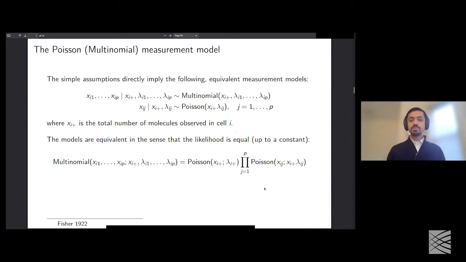All right, so what are the consequences of this measurement model on the kinds of terminology problems that I started by pointing out?